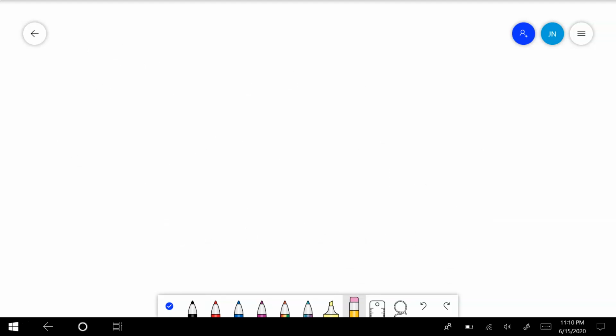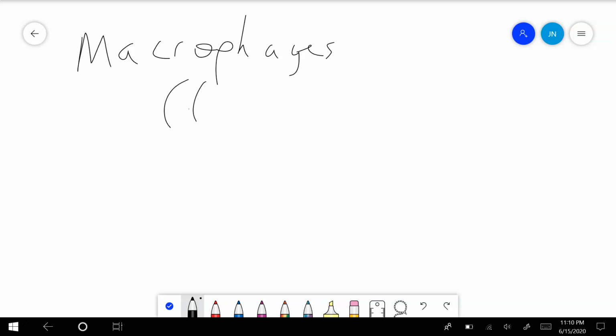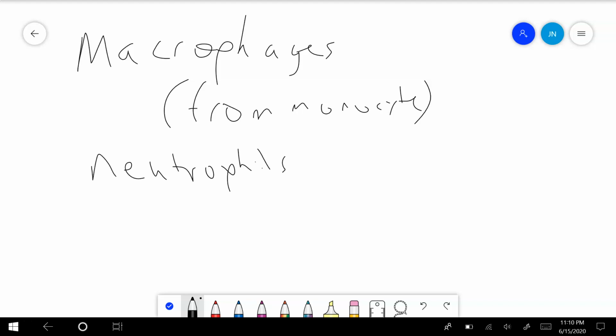Phagocytic cells include macrophages. Macrophages used to be monocytes. Now remember that monocytes are one type of white blood cell. It leaves the bloodstream, and then it's just walking around, eating stuff that doesn't need to be there. Neutrophils are another type of white blood cell. Neutrophils can also leave the bloodstream, and when they encounter that infection, usually bacteria, they will phagocytize that.